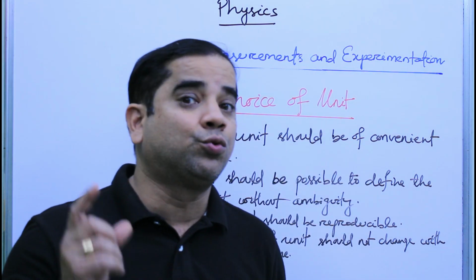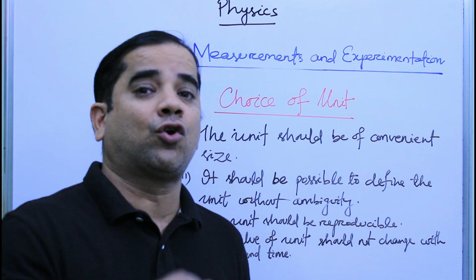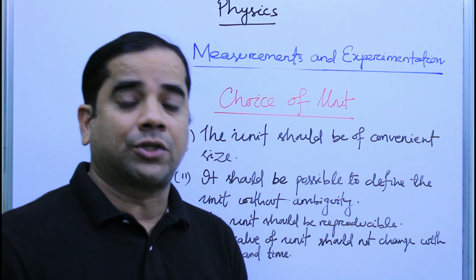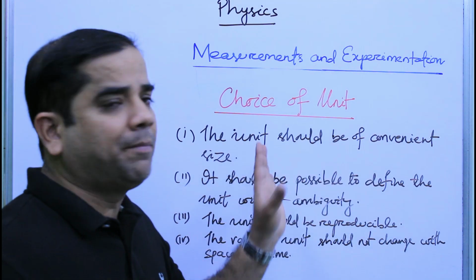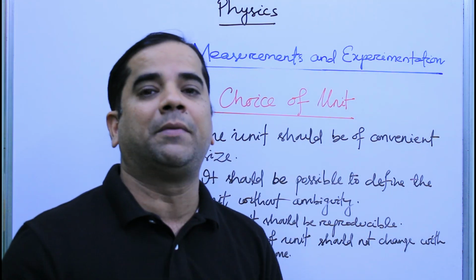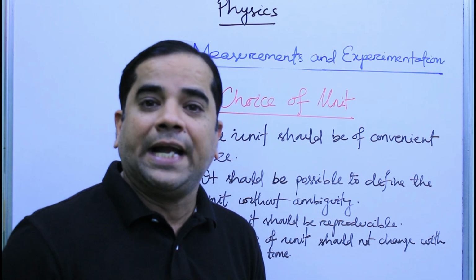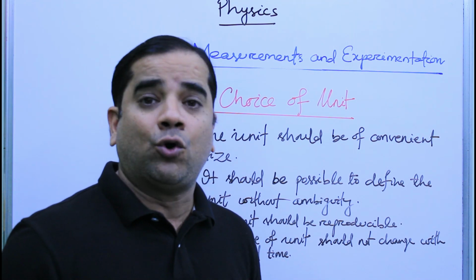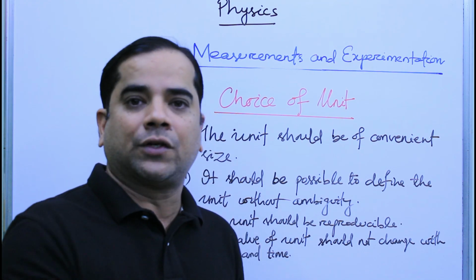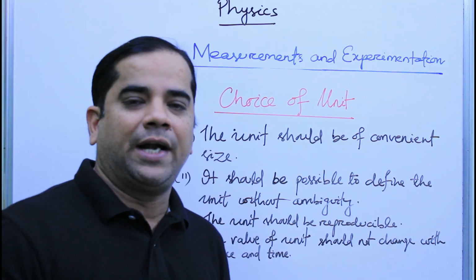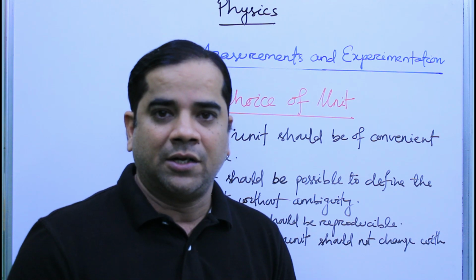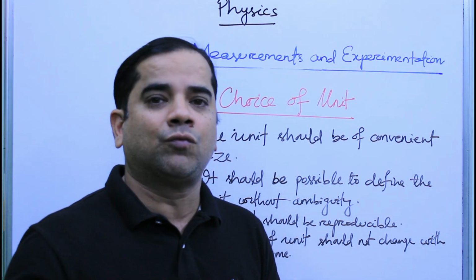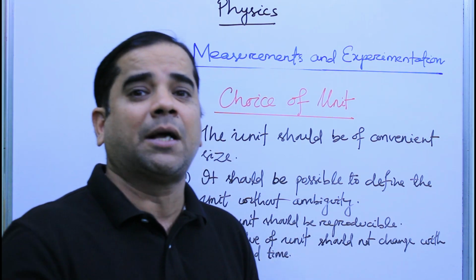Okay, hope you understand. Students, let us now discuss about the choice of unit. That means we need to choose the proper unit before going for measurement. Okay, so some points are to be kept in mind. Those are, the unit should be of convenient size. That means suppose we need to measure a piece of cloth. We don't need kilometer. We can go for the meter. Every unit has some multiple and some submultiple units. That means bigger and smaller units.